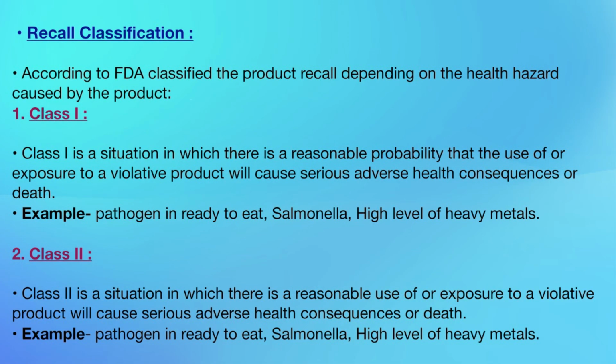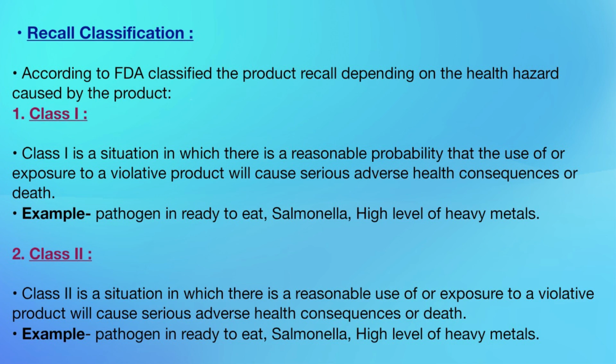Recall classification. According to the FDA, product recalls are classified depending on the health hazard caused by the product. First, class 1. Class 1 is a situation in which there is a reasonable probability that the use of or exposure to a violative product will cause serious adverse health consequences or death. Example: pathogen in ready-to-eat food, salmonella, high level of heavy metals.